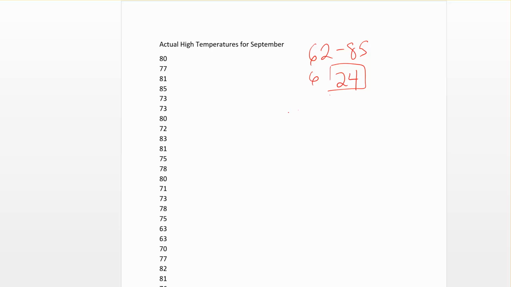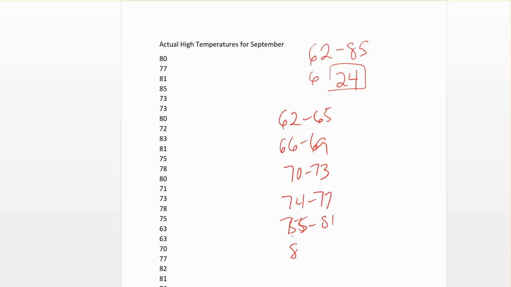So my bins are going to be 62 to 65, 66 to 69, 70 to 73, 74 to 77, 75 to 81, and then actually I take it back. That's 78 to 81, and then 82 to 85. So I'd want to start to build some tally marks here as to how many temperatures fall into these bins. And I'm going to take a second to pause the video while I do the tallies so that we don't have to waste time with that.